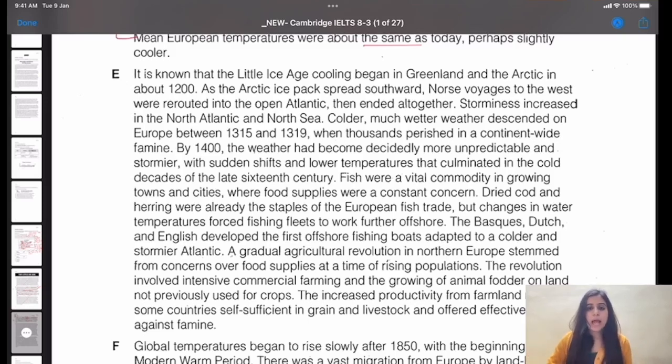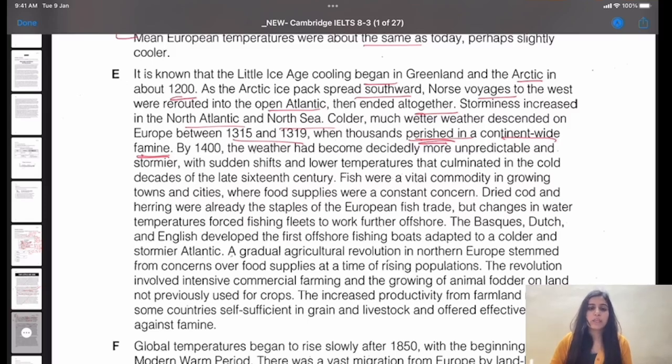It is known that the Little Ice Age cooling began in Greenland and the Arctic in about this. As the Arctic ice pack spread southward, northwest routes to the west were rerouted into the open Atlantic, then ended altogether. Storminess increased in North Atlantic, North Sea, colder, much wetter weather descended on Europe between this to this years when thousands perished in continent-wide famine. So perished is basically, they're dying because of famine. Okay. Famine is bhuka akal parna. I guess it's like you're hungry and you don't have enough food. So food deficit is basically famine.